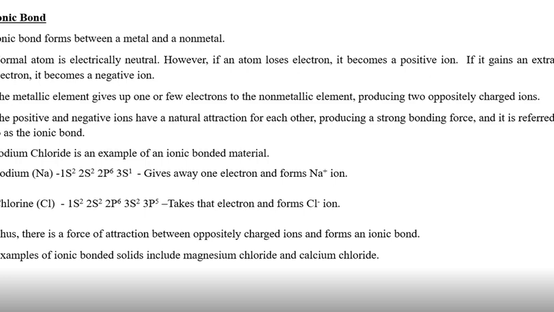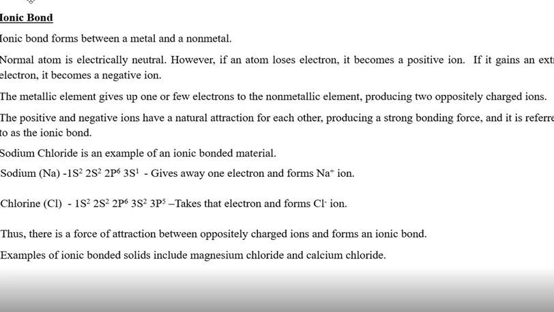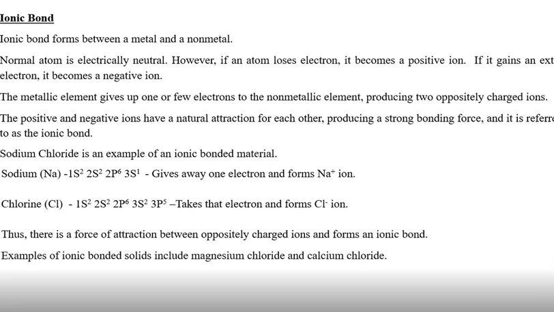Then ionic bond, that is about metallic bond, and again another primary bond is ionic bond. The ionic bond forms between a metal and a non-metal. Now here you can identify ionic bond can form between a metal and a non-metal. But metallic bonds only inside metals. So a normal atom is electrically neutral. However, if an atom loses an electron, it becomes a positive ion.